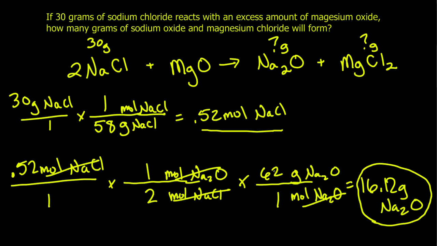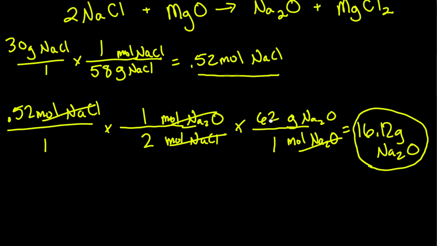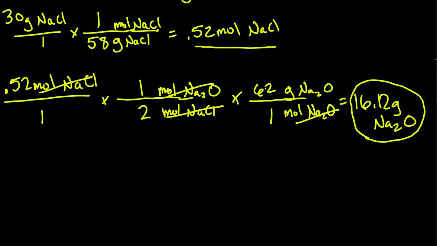Next, we want to find magnesium chloride by mass. So I'm going to scroll this down a little bit so I got room to work. Change colors. Alright, so we're going to start with 0.52 moles again of NaCl. Stick that over 1. We got to go through the same exact process. We got to do our mole conversion and then our mass conversion.